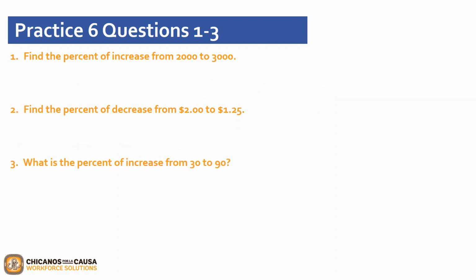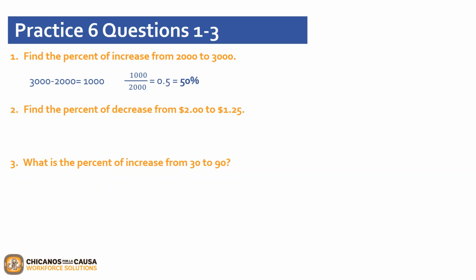Welcome back once again. Now that you're ready to move forward with practice 6, let's review the following questions. Question 1 says, find the percent of increase from 2,000 to 3,000. To solve question 1, we first need to subtract 2,000 from 3,000 to find the amount of change. The amount of change is 1,000. Next, we'll need to divide the amount of change, 1,000, by 2,000. After dividing, we'll get the answer of 0.5, which we would then need to convert to percent to give us our answer. Therefore, our answer for this question is 50%.